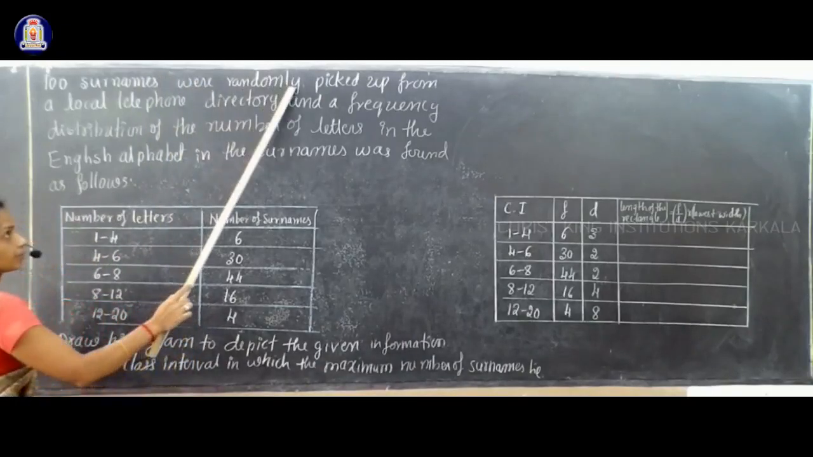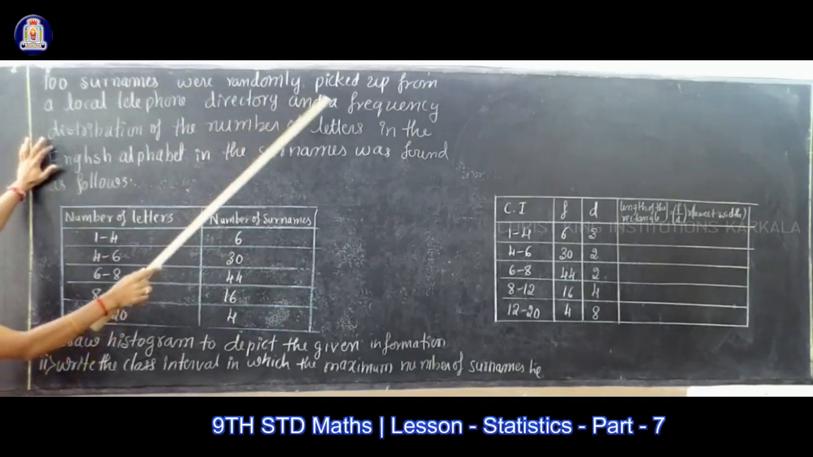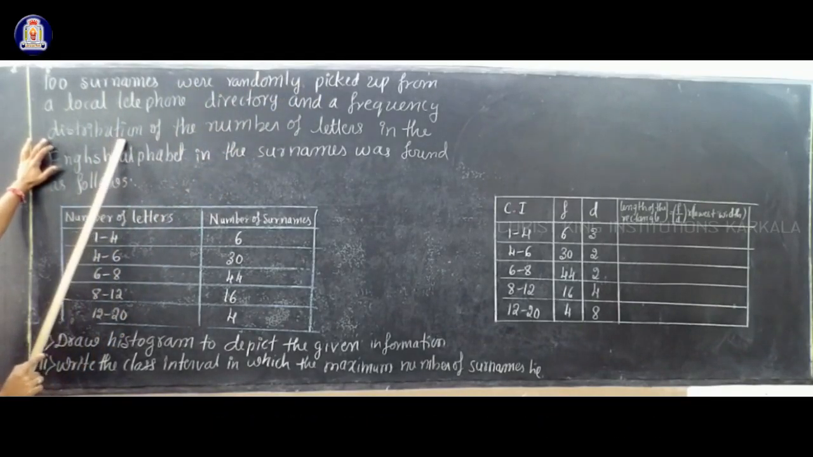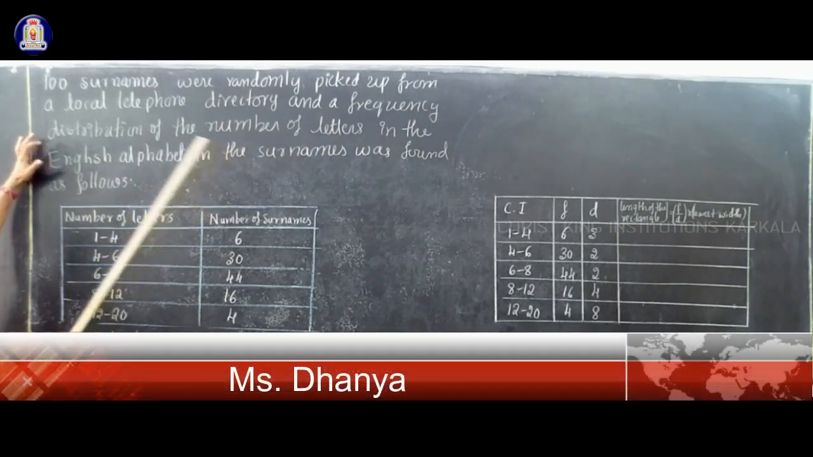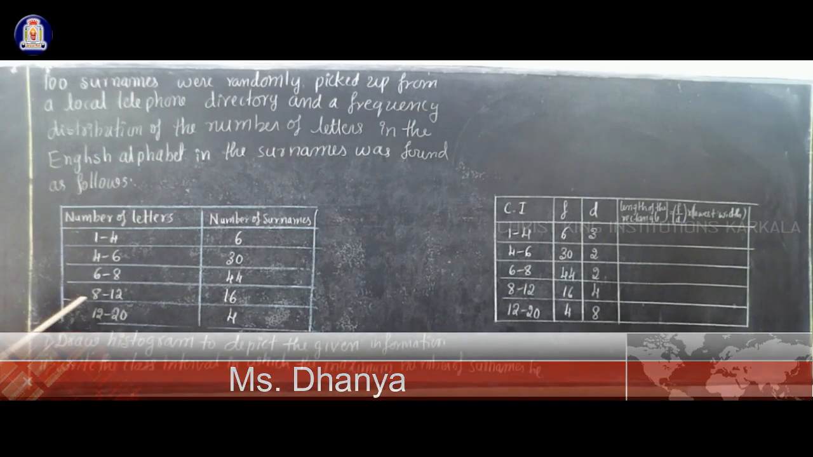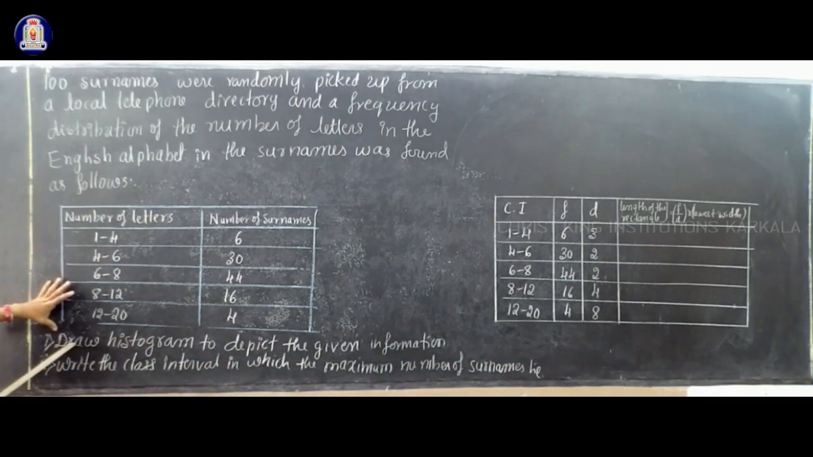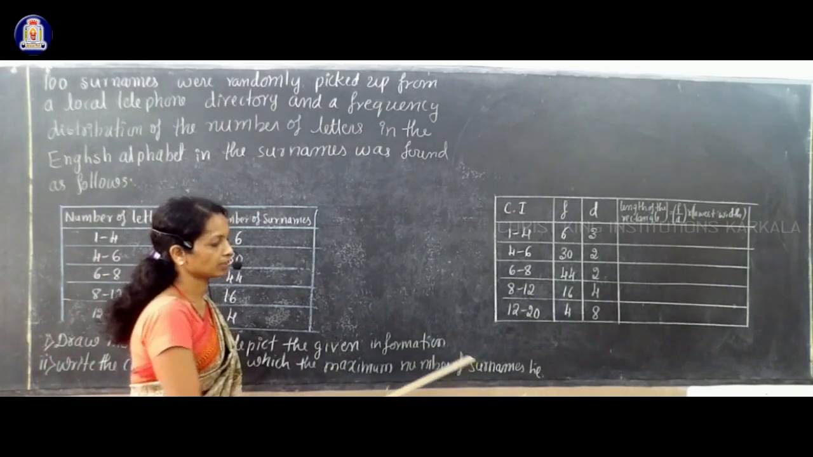Surnames were randomly picked up from a local telephone directory, and a frequency distribution of the number of letters in the English alphabet in the surnames was found as follows. Given the table about that survey, you have to draw a histogram to depict the given information. Write the class interval in which the maximum number of surnames lie.